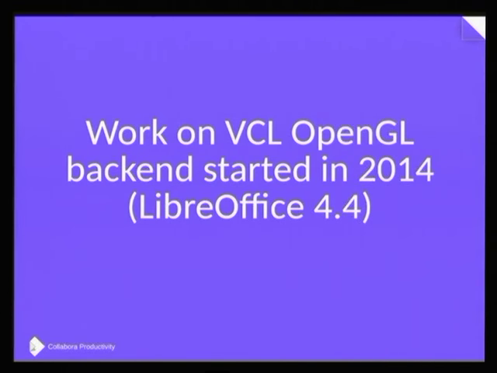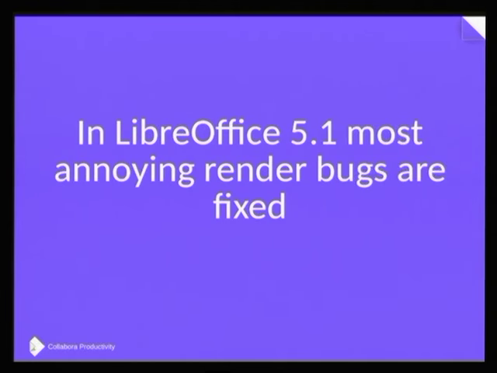So I checked a little bit inside Git to see when we started to work on the VCL OpenGL backend, and I saw that it was first introduced into the code base around 2014. I think it was already available in LibreOffice 4.4 as experimental. But it was in really bad shape at that time, so I don't think anybody really used it. In LibreOffice 5.1, it was in very good shape, there were no more rendering bugs, and LibreOffice was mostly rendered correctly.